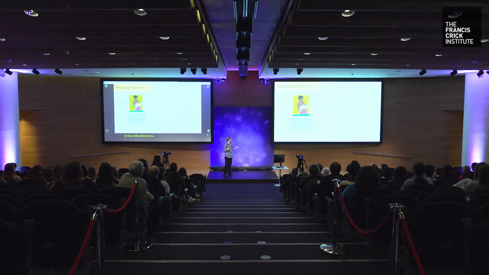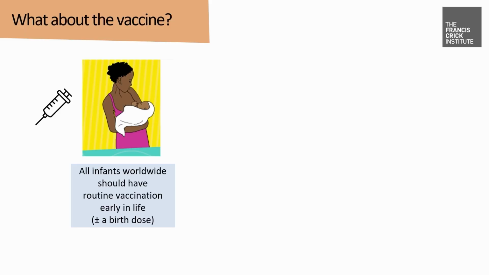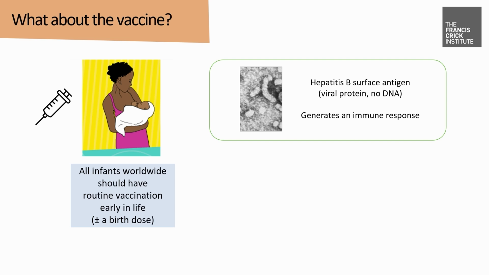I've mentioned the vaccine, and now all infants born worldwide should be having at least 3 doses of hepatitis B vaccine, and in high-risk settings, they should also get a birth dose hepatitis B vaccine. And the vaccine is made up of this surface antigen, so that envelope protein of the virus, given alone, so there's no DNA, it's not infectious, but it makes a really robust immune response.